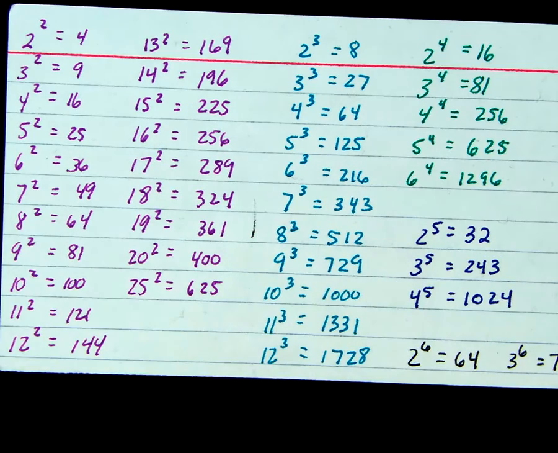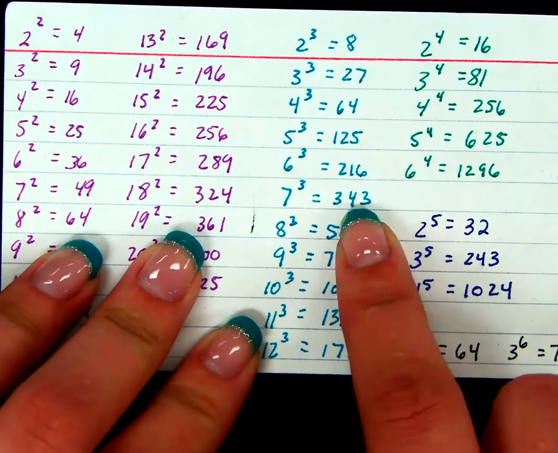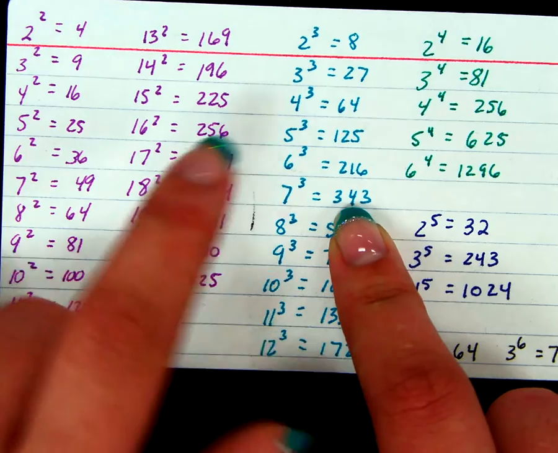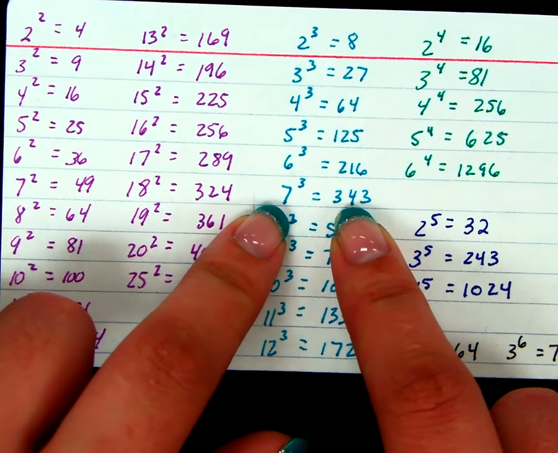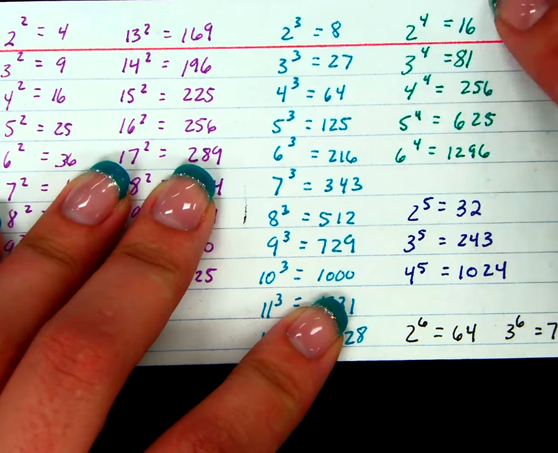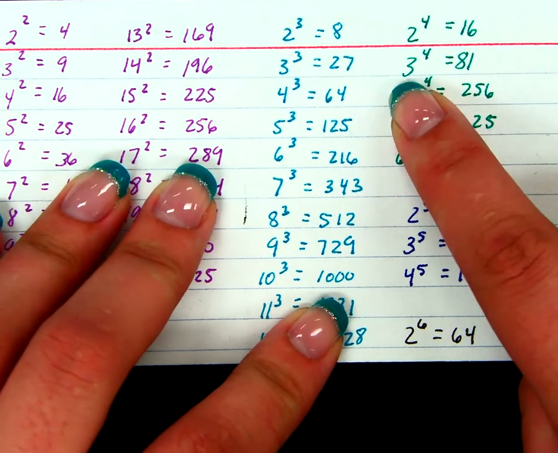Or if we're dealing with perfect cubes, so let's say I wanted to try to figure out the cubed root of 343. So again, I'm going to go down my list and find that. So the cubed root of 343 is 7. Okay. Same thing, so my perfect fourth, so I'm looking at these numbers. So if I take the fourth root of 81, my answer would be 3.